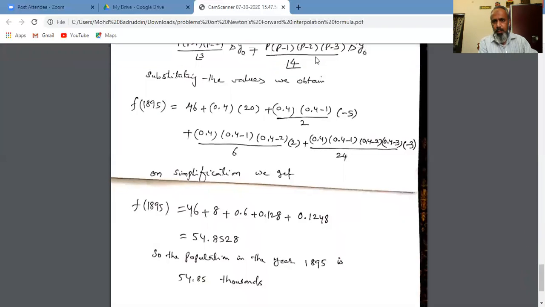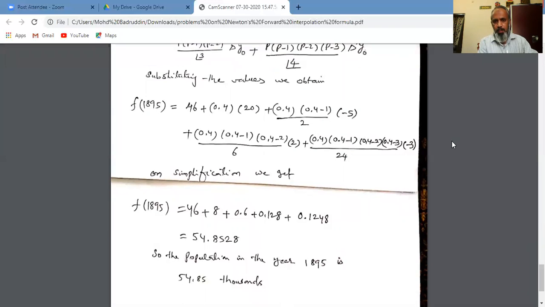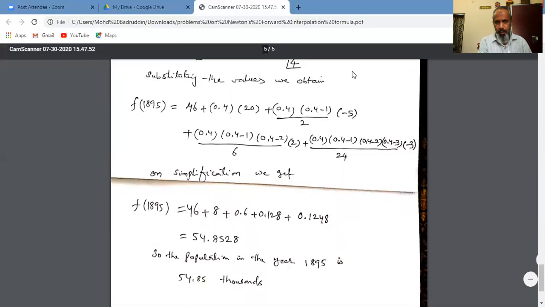I think you understood this problem. I hope you can solve the same type of problems easily and practice these questions, and we will deal with some other method in the next class.